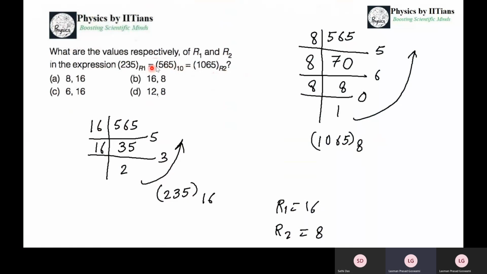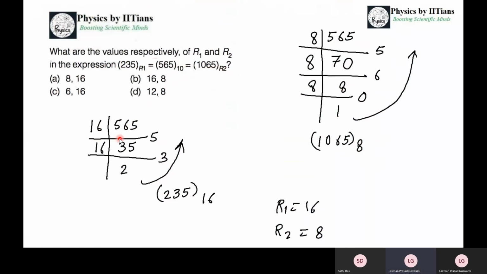Suppose we want to convert this into the octal number system. So we will divide it by 8. So 8 dividing 565, we have 70 here, and the remainder will be 5. Again, we will divide 70 by 8. So 8 dividing 70, we have 8 here, and 6 as a remainder. Again, 8 dividing 8, we have 1 here, and 0 as the remainder. So from bottom to top, we will have 1065 as the octal equivalent of 565. So this 1065 represents a number in the octal number system. So R2 will be 8.